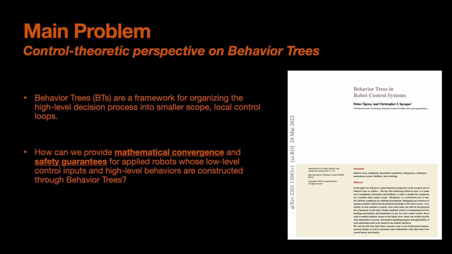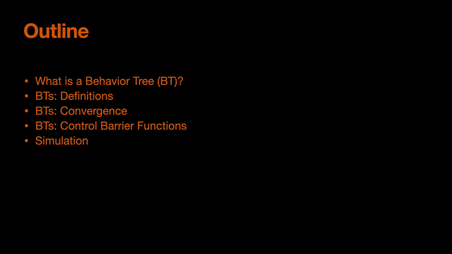They present this framework, behavior trees, a framework for organizing the high-level decision-making process into these smaller scope local control loops. And they attempt to answer the question, how do you provide these mathematical convergence and safety guarantees, specifically for applied robots? So in this talk, I want to go over what a behavior tree is, how they are defined, and two important sections: convergence, and control barrier functions within behavior trees. And finally, I put this all in a simulation where theory kind of met reality, which I want to show you.